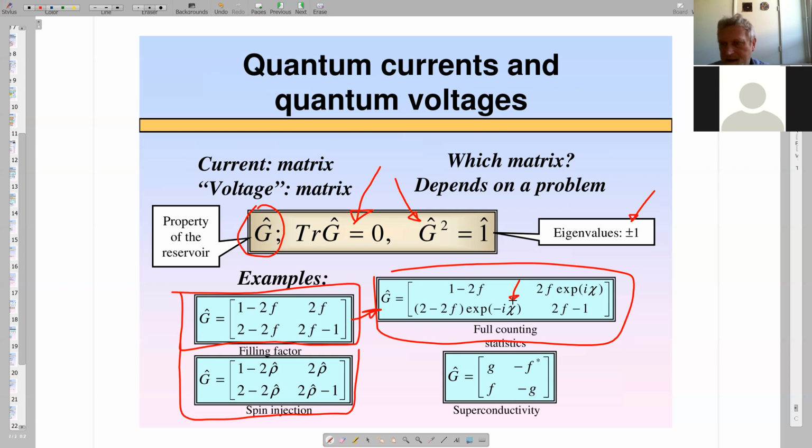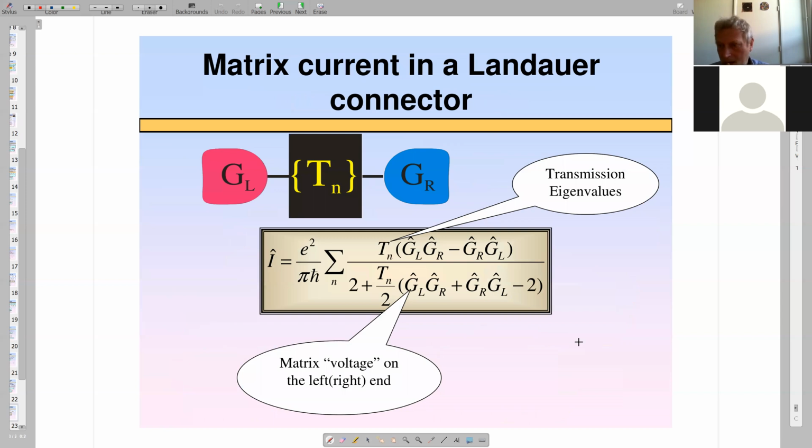If I want to describe a structure which is in contact with superconductor, again, I can present it as a matrix which has the same properties. Trace is 0, squared is 1. There are different ways to fill into this template to get different quantum circuit theories. What is common for all these quantum theories? What are other elements of the template?